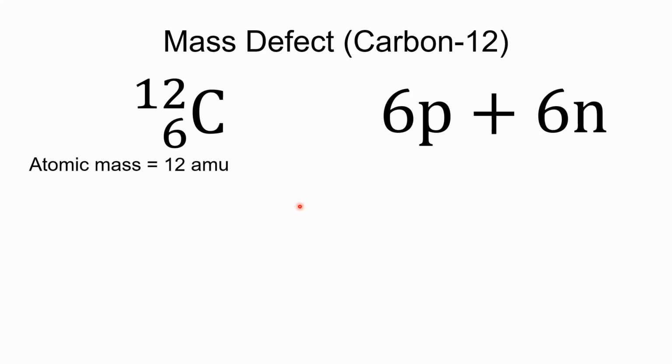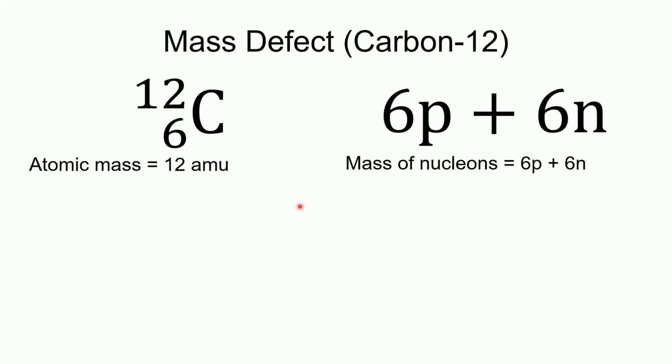And if you look, that has 12 nucleons that are in carbon-12. And those 12 nucleons, there's 6 protons and 6 neutrons. So the mass of the individual nucleons, when they're not together, is going to be the mass of 6 protons plus the mass of 6 neutrons.